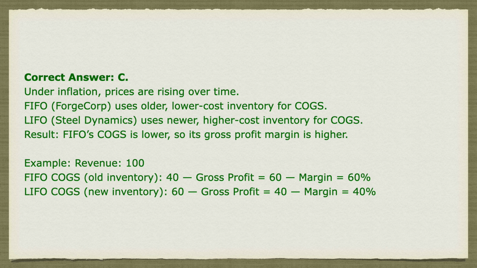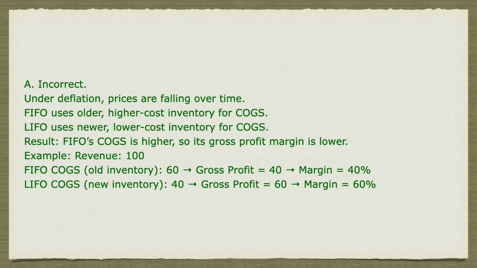Example, revenue 100. FIFO COGS, old inventory, 40, gross profit equals 60, margin equals 60%. LIFO COGS, new inventory, 60, gross profit equals 40, margin equals 40%.